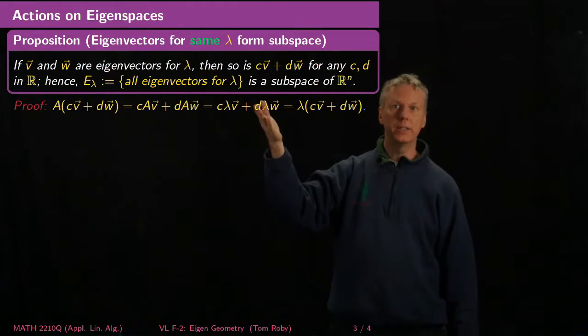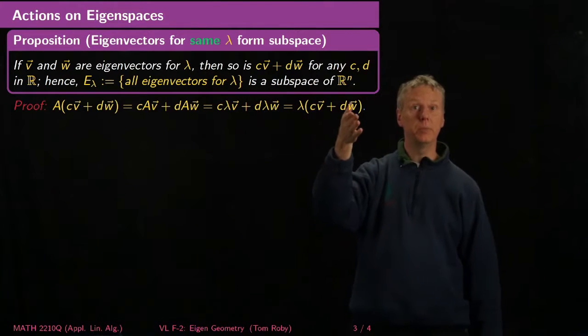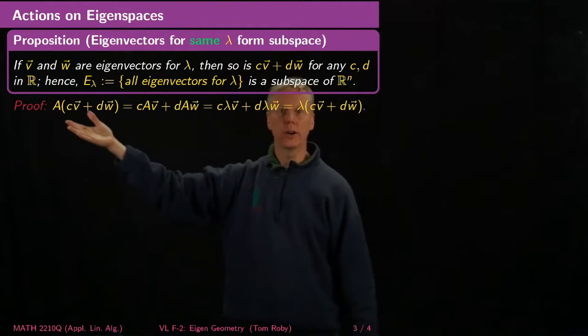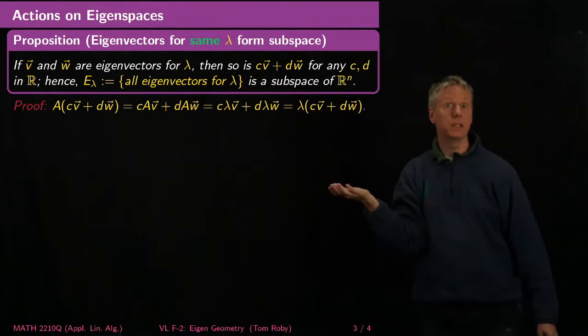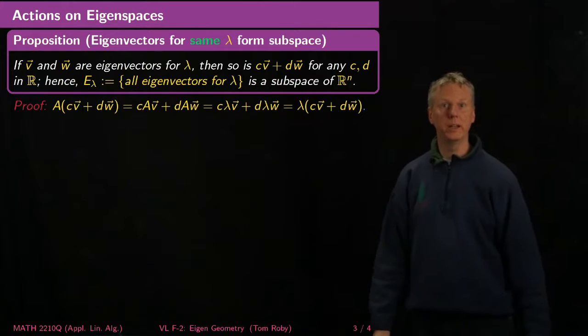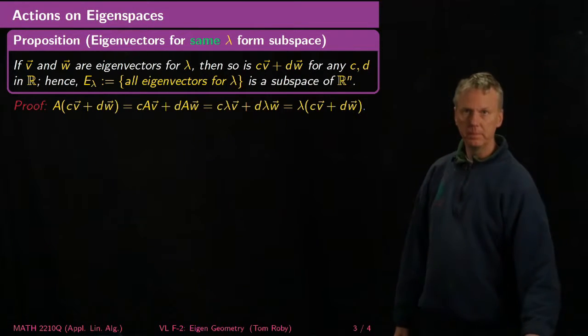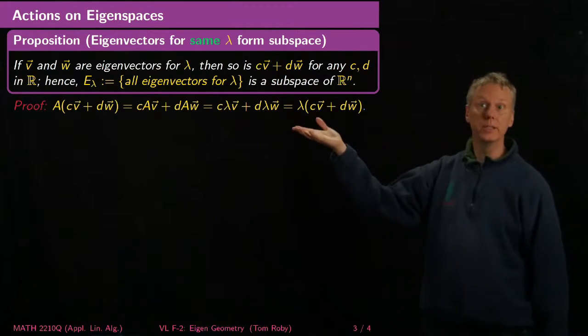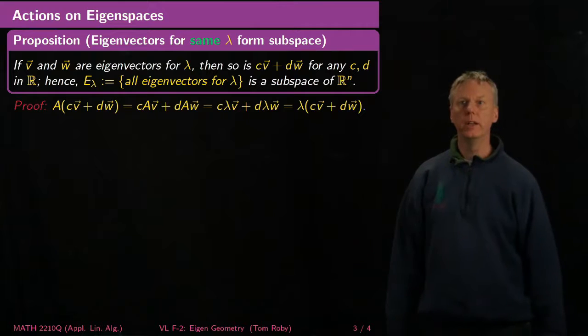But then you can't stop me from factoring the lambda out of this and getting lambda times CV plus DW, which is the vector I started with. So now A times this vector is equal to lambda times this vector. It satisfies the defining equation for being an eigenvector, which means that this linear combination is one. And so this will work for any number of vectors, any linear combination you want. And so you get that this is an eigenspace.